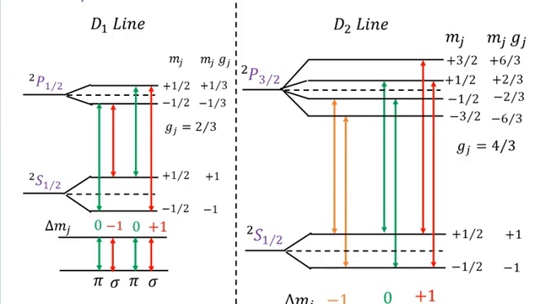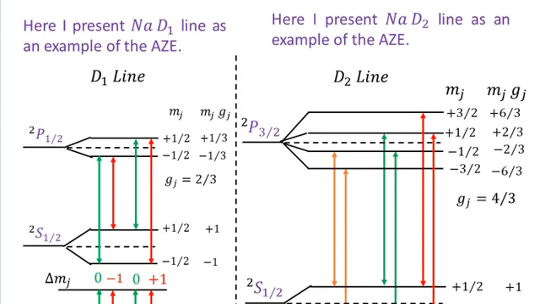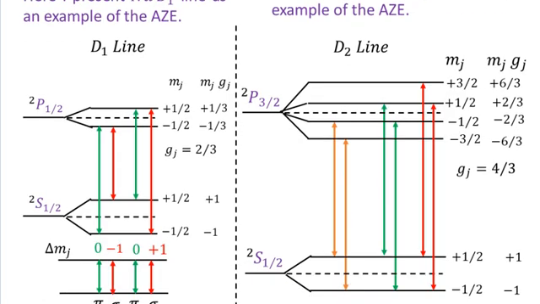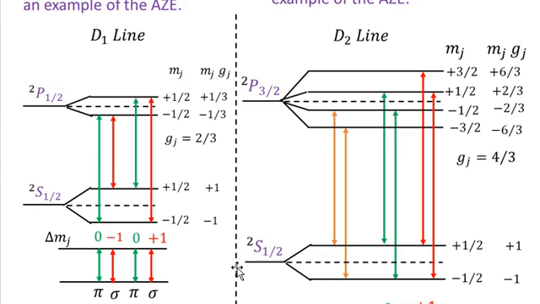Now let's talk about the D2 line. You see that here I present the sodium D2 line as an example of the anomalous Zeeman effect. For the D2 line, the ground state is the same in both. For the D1 line and the D2 line, the ground state is the same, which is the 2S1/2. For the D1 line, the transition is from 2P1/2 to 2S1/2. But for the D2 line, the transition is from 2P3/2 to 2S1/2.